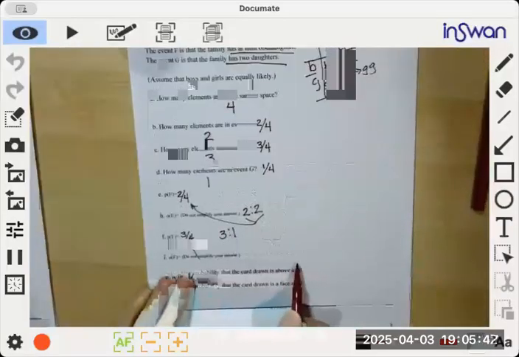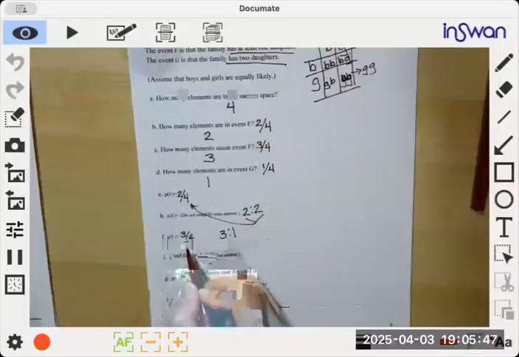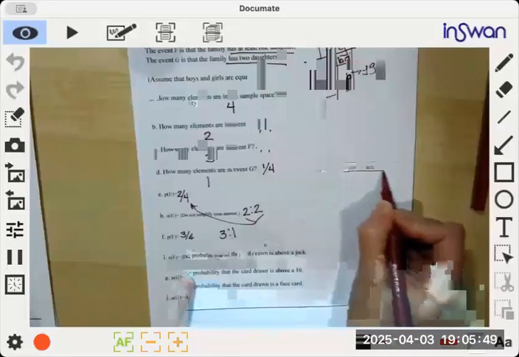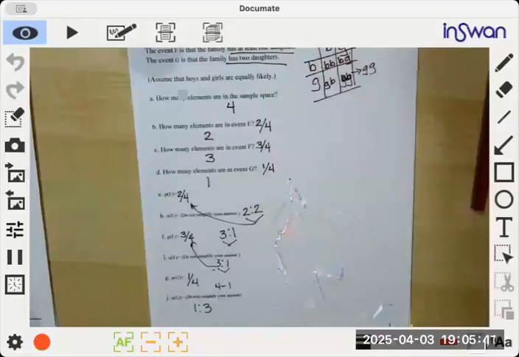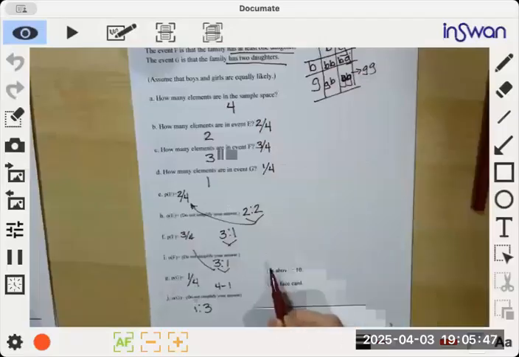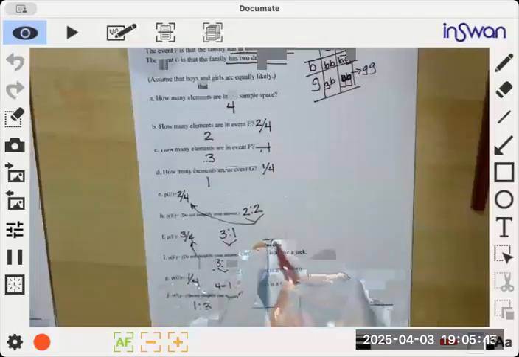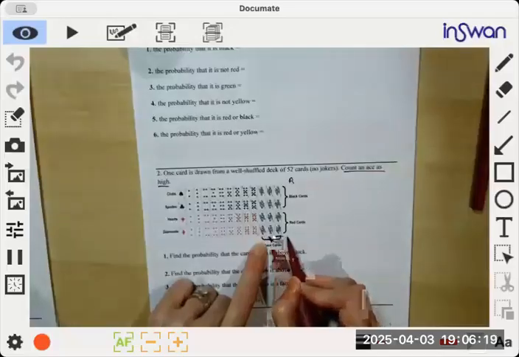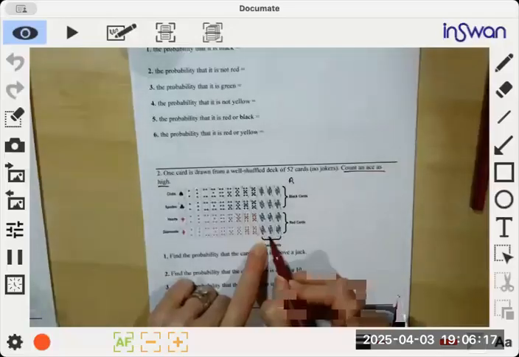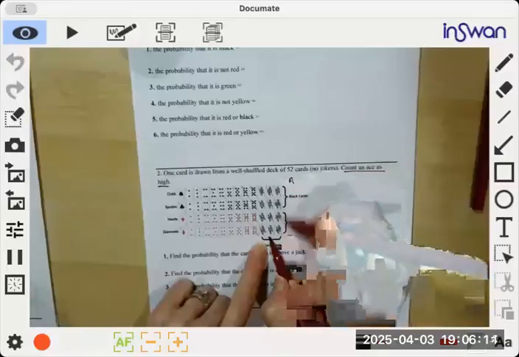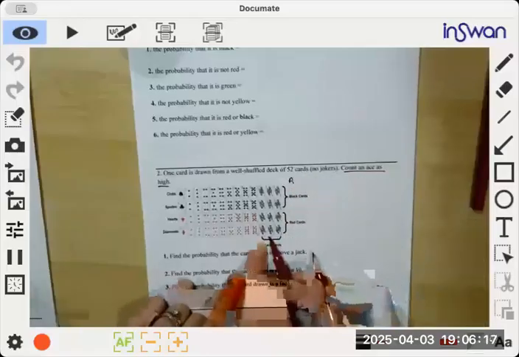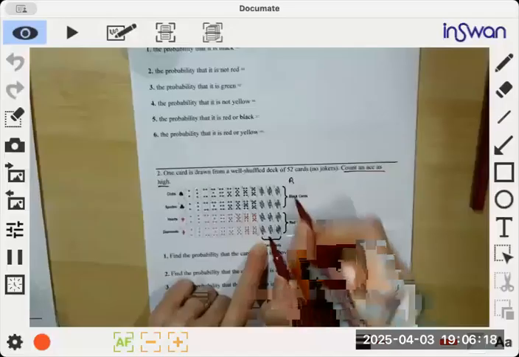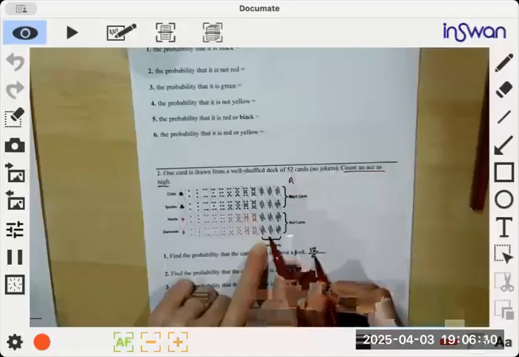Okay. Find the probability that the card drawn is above a jack. So we count the ace as high, so the ace is going to be over here. So above a jack, and that's right here. So we're going to have the queens, the kings, and the aces. And there's 4 of each. So 4 times 3, that's 12 out of 52 cards in the deck.